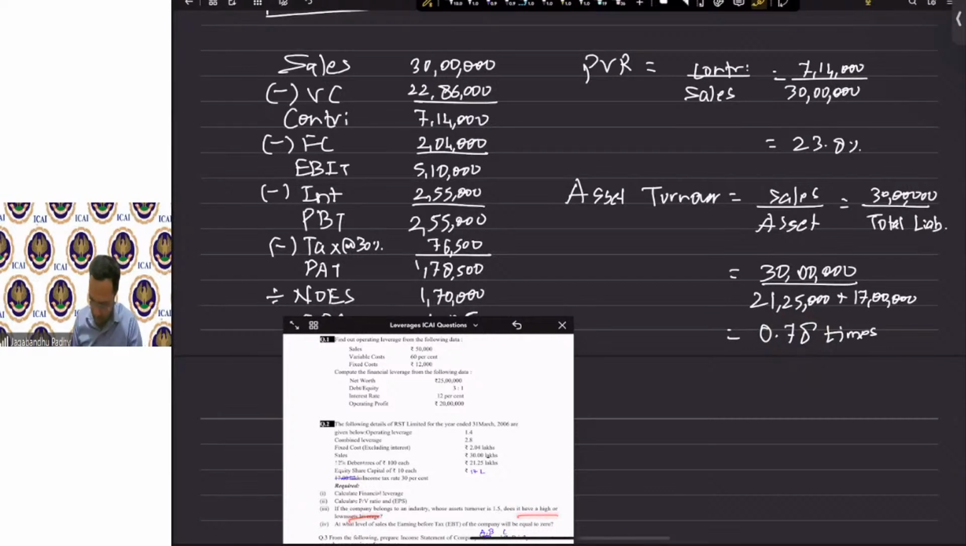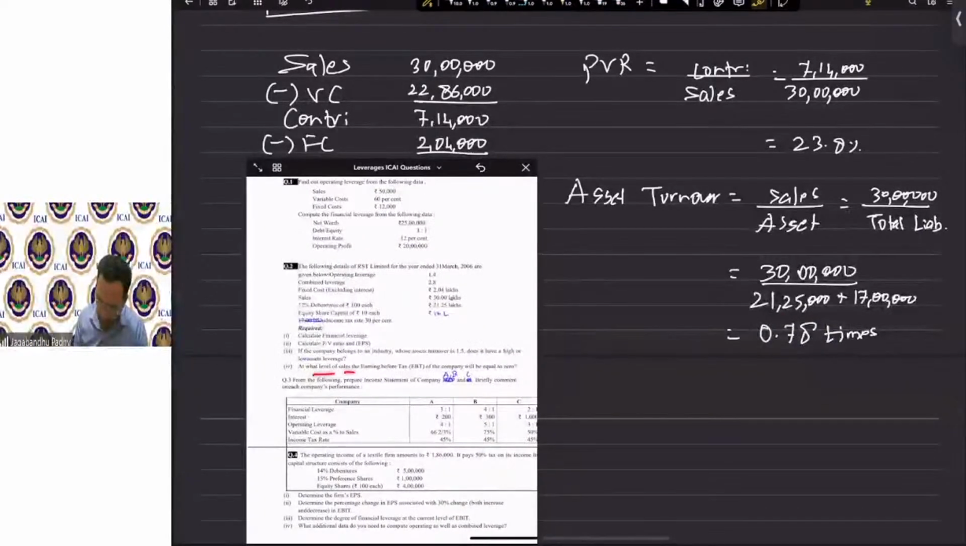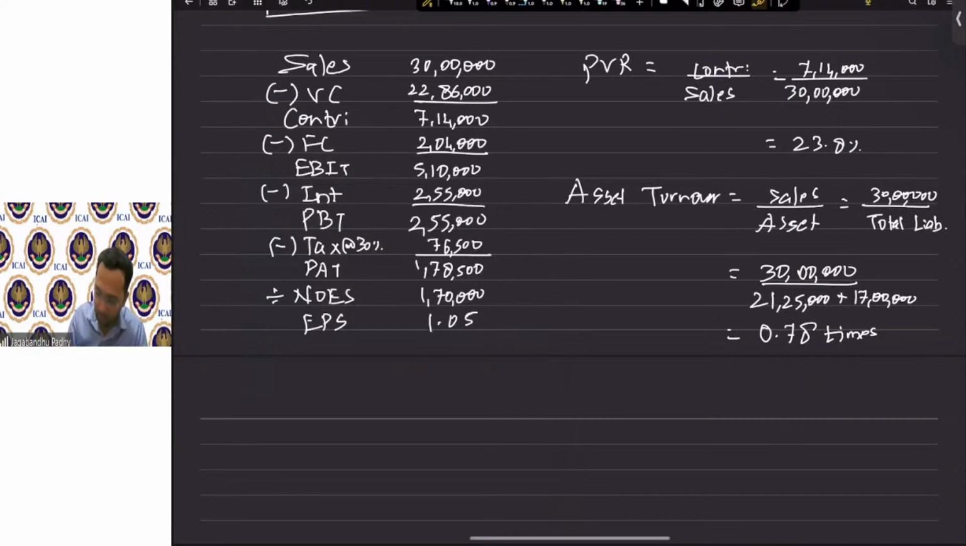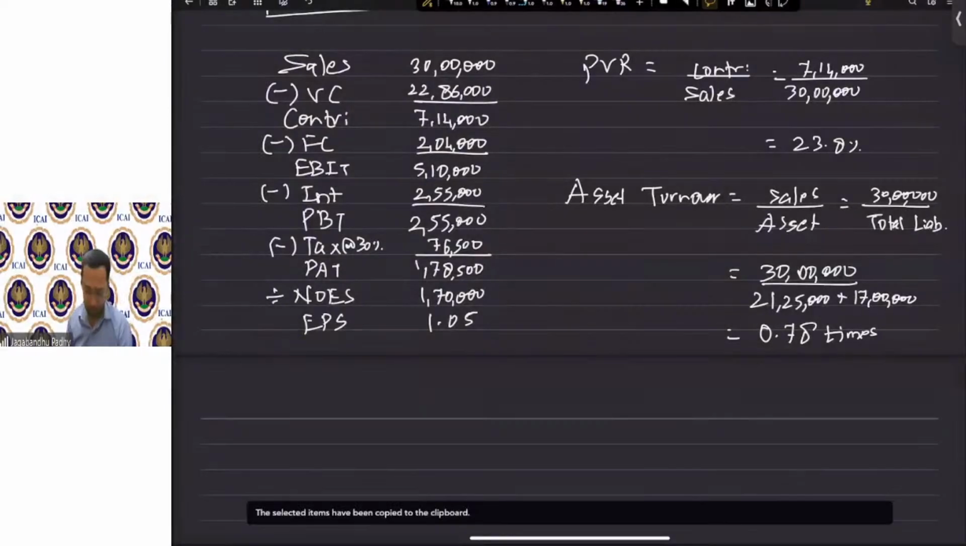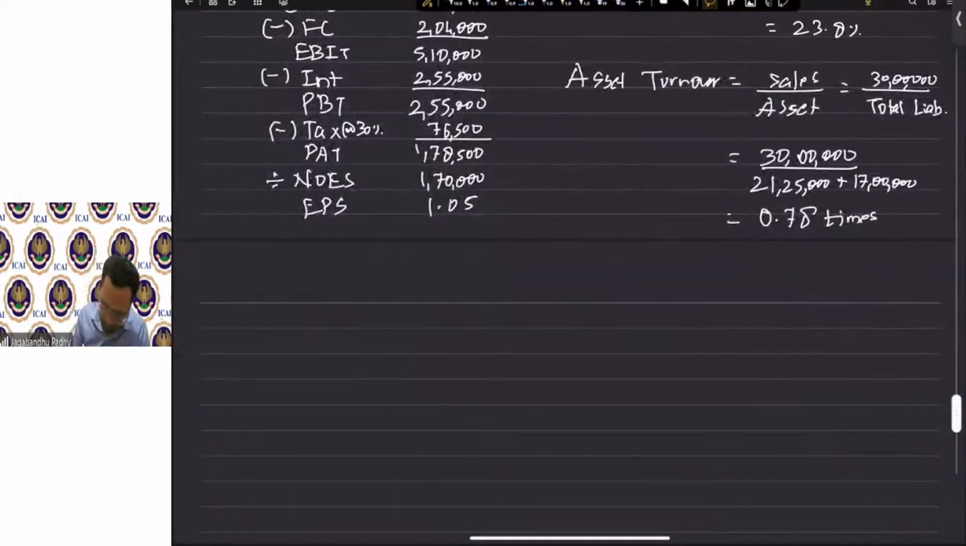At what level of sales will the earnings before tax be equal to zero? We want to know at what level of sales EBT will be equal to zero. So here we have to do this same calculation, but in a reverse pattern, right? Because we want to know when our profit before tax is going to become zero.